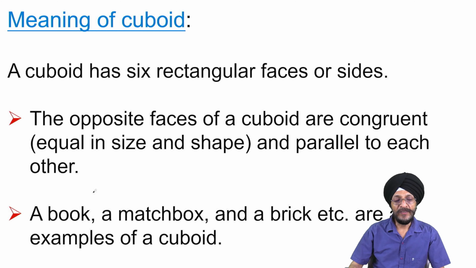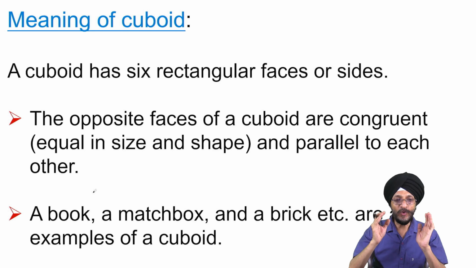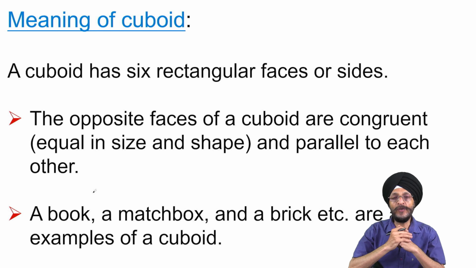Now we will understand the meaning of cuboid. A cuboid has 6 rectangular faces or sides. The opposite faces of a cuboid are congruent. Congruent means equal in size and shape. And these opposite faces are parallel to each other.